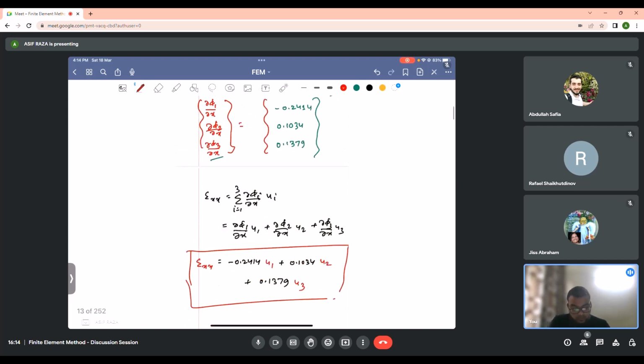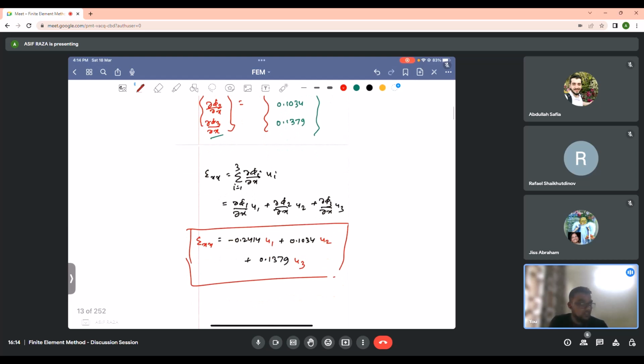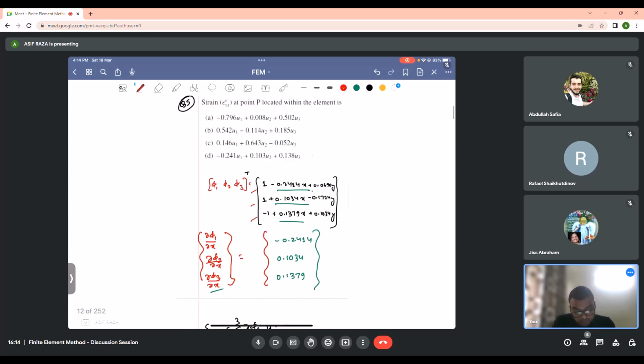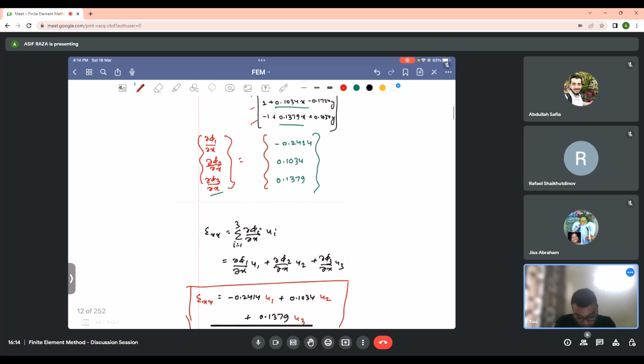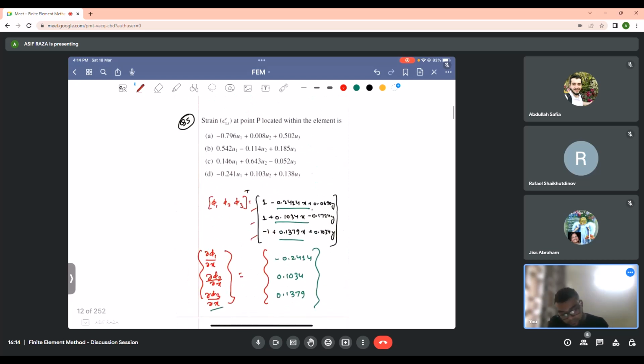So epsilon here, we didn't substitute specifically for a particular coordinate. We didn't substitute x equal to something like that. So this epsilon xx is constant throughout this element. That's why it's called CST, constant strain triangle, right? So with this, our answer is matching with option D. Okay.